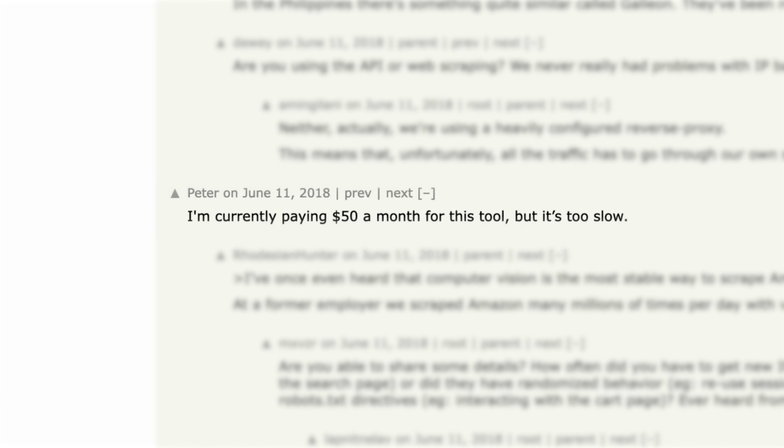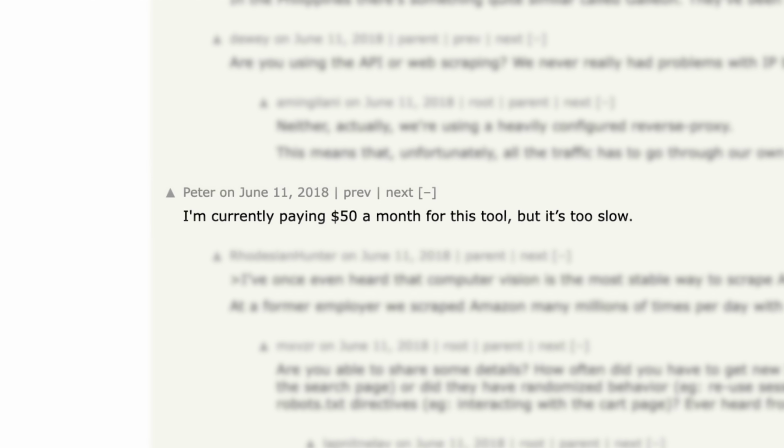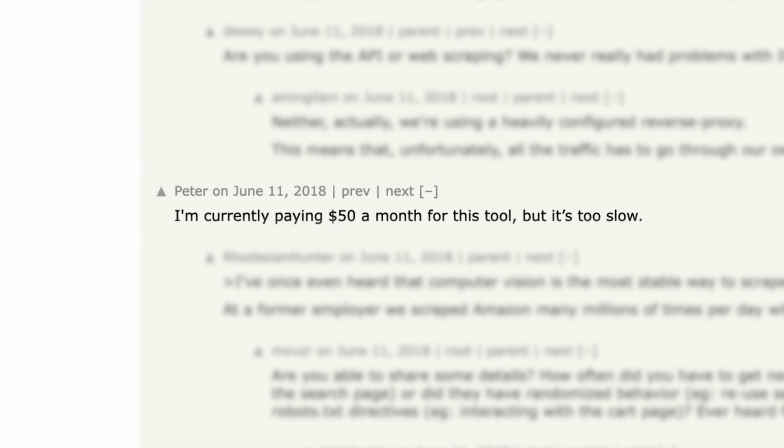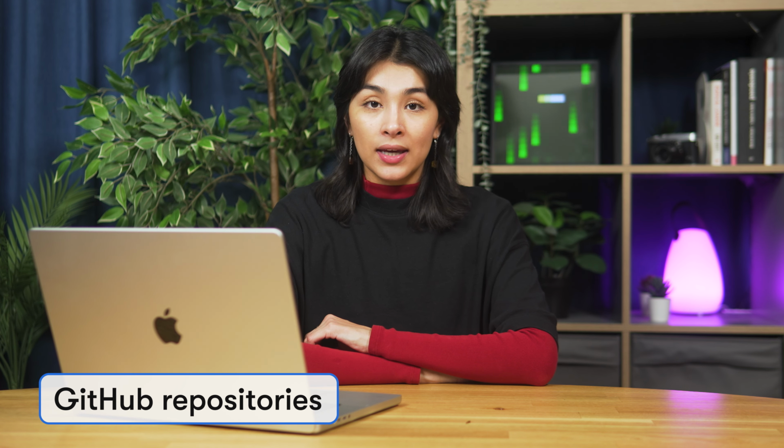While you're scanning these threads, look for spending indicators. Keep an eye out for comments where users say, "I'm currently paying $50 a month for this tool, but it's too slow." If they are already paying for an inferior product, they are proven buyers just waiting for your better version. Another great way to validate is by checking GitHub.